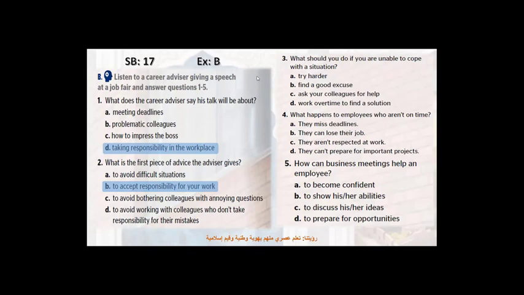Number 3, what should you do if you are unable to cope with a situation? Ask your colleagues for help. What happens to employees who aren't on time? Yes, they aren't respected at work. The last question, how can business meetings help an employee to show his or her abilities?